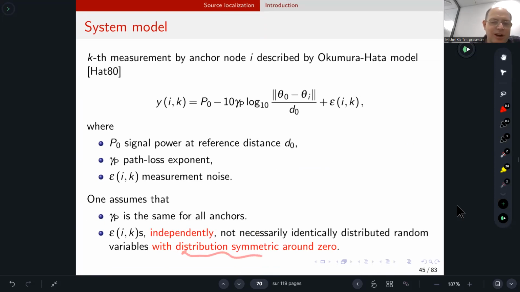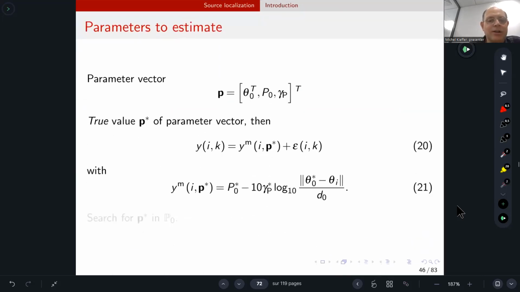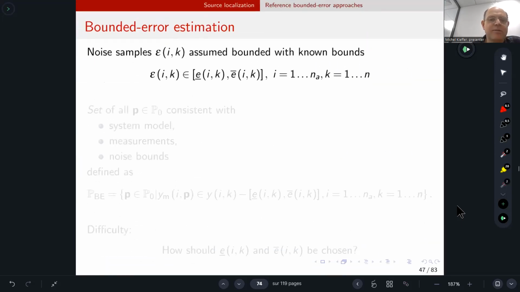This is a little bit less reasonable. Okay, this is a parameter vector. Here, for the true parameter vector, we have this, and we have this. This is the way the model output is computed for the true parameter vector. And so we are searching for the parameter in some region P0.